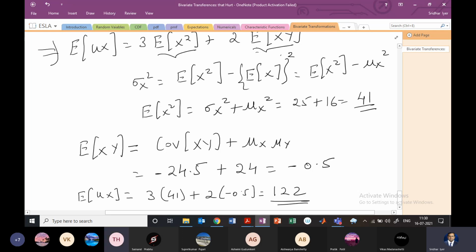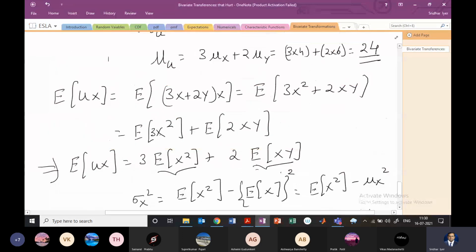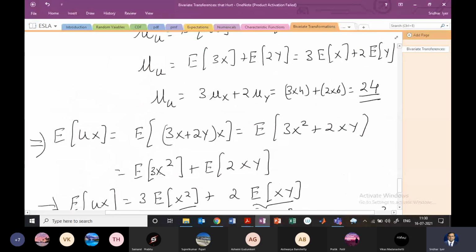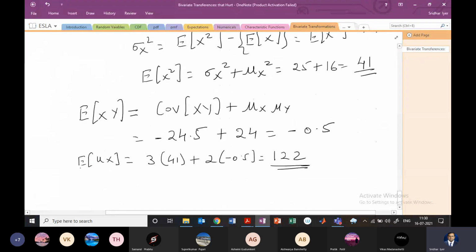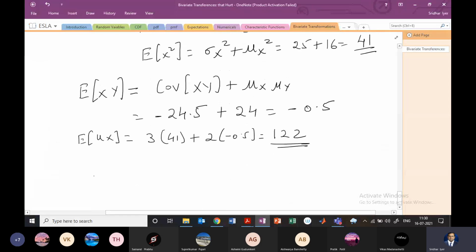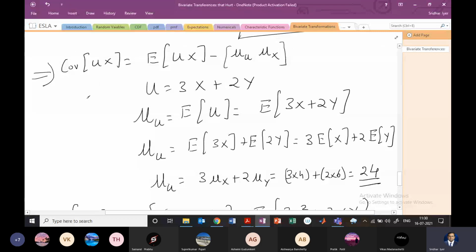Okay, but that is not our aim. We don't want to find E of ux. Our aim is to find covariance of ux. Okay, so E of ux is found, and from here, our original aim was to find covariance of ux. We already have the values of mu x and mu u, because these values are given. Now we have found E of ux, right?